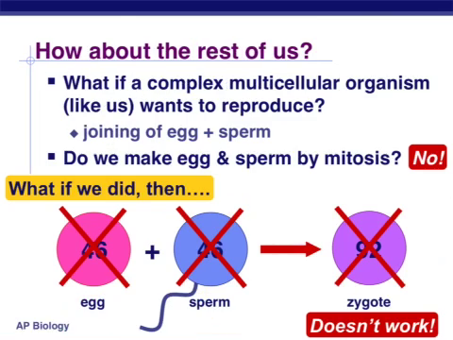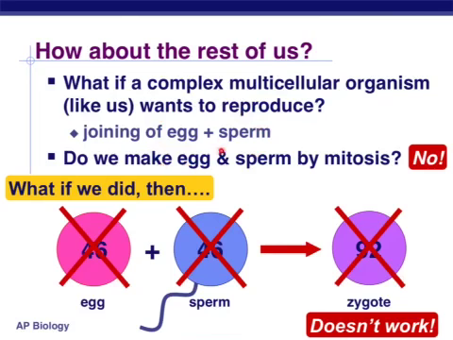Now, when you become a complex organism, you can't just do mitosis anymore, especially when we need to reproduce and extend the species. You still do mitosis for things like healing cuts and broken bones. But when you're making a new organism, we have to go through a different process. To create a new organism, we have to join a sperm and an egg together. So that means we have to make these cells.